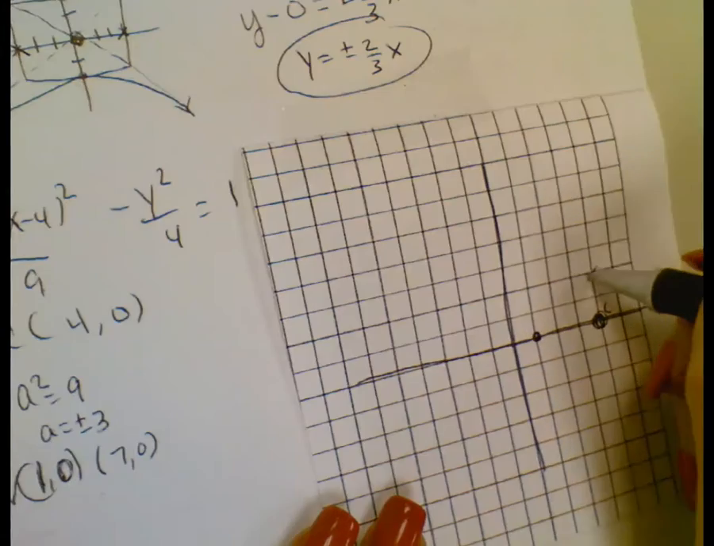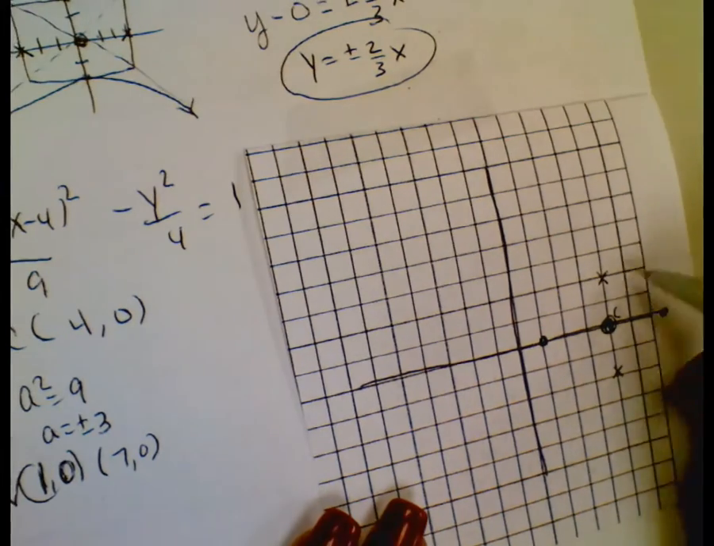Now your co-vertices are 2. Go from the center to an X. We're not going to write those, but we need them for the box.